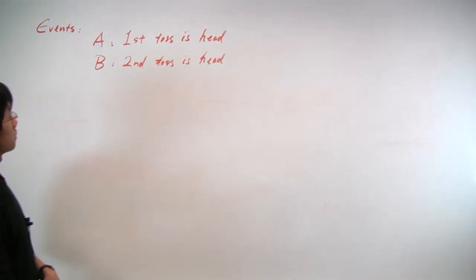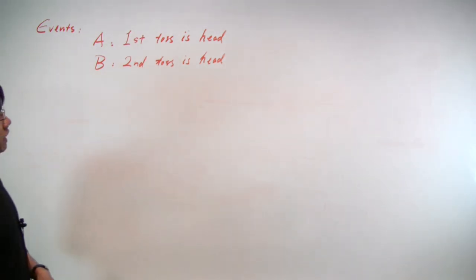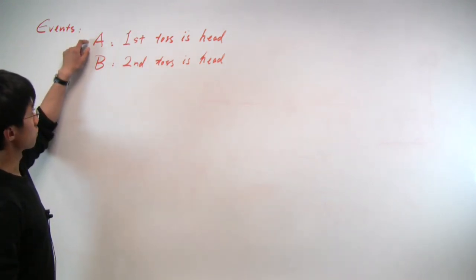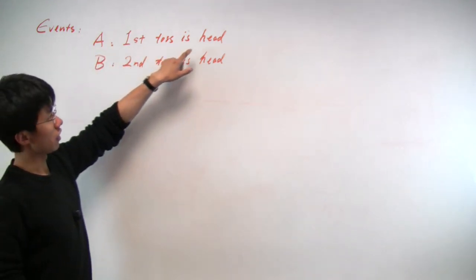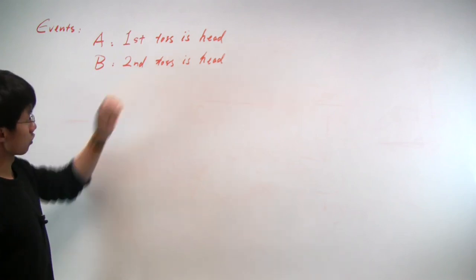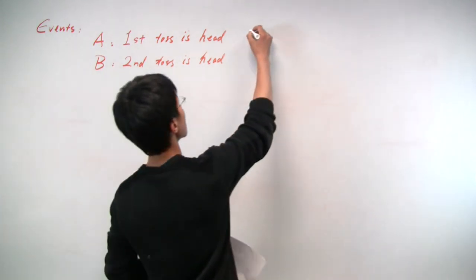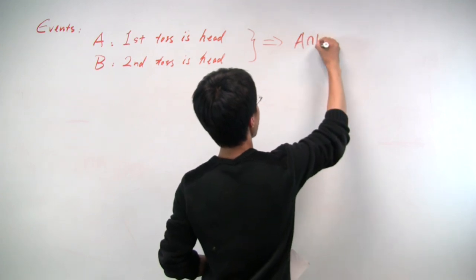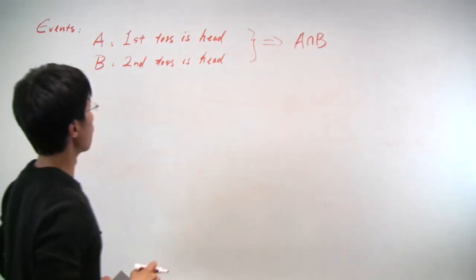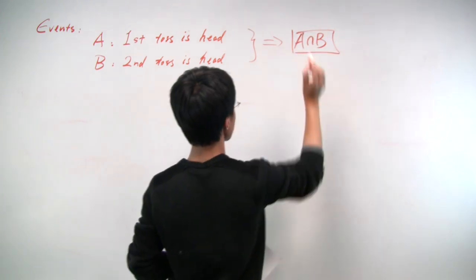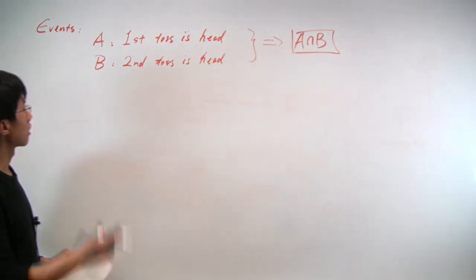The first step is to convert the problem into a mathematical form by defining two events as follows. Event A is where the first coin toss is a head, and similarly event B is where the second coin toss is also a head. Having these two events, we can say that the event A intersection B is the event that both coin tosses are heads, and we would like to know the probability of such an event.